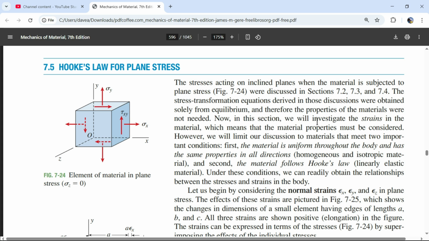Now in this section, we will investigate the strains. That's what I thought. I just didn't. There should be parentheses here. Strain.